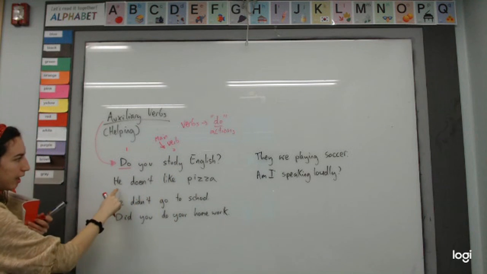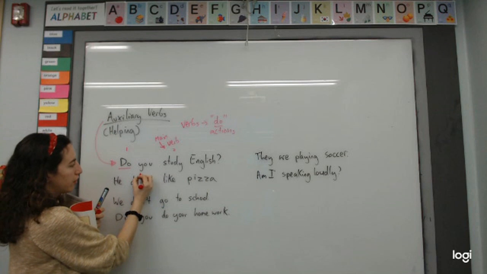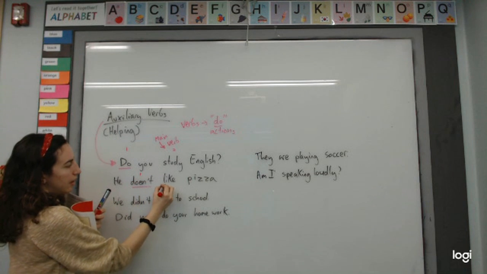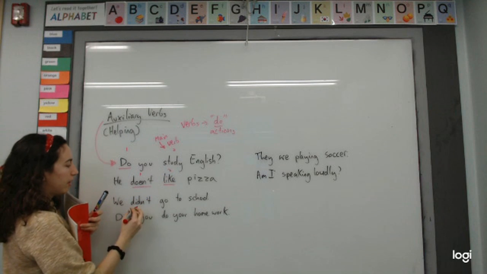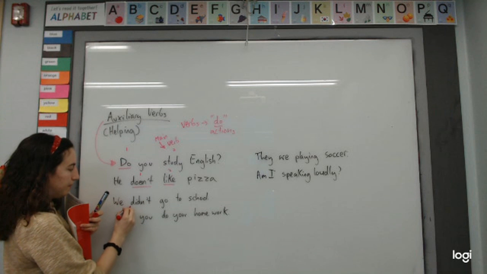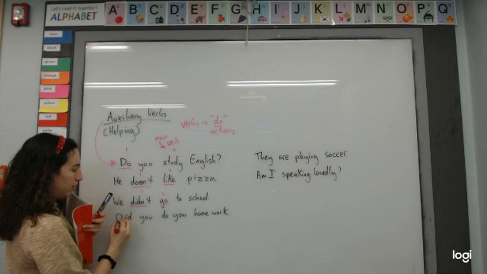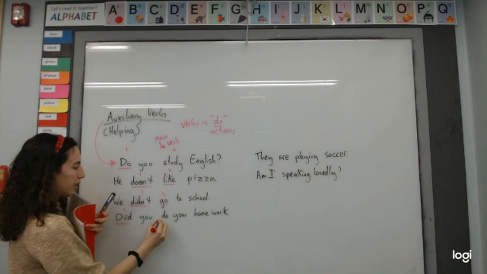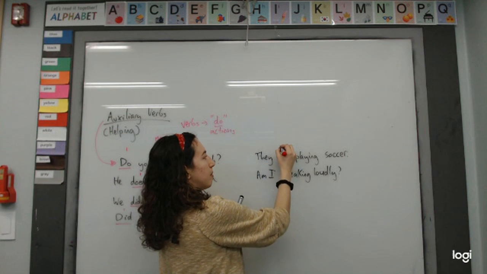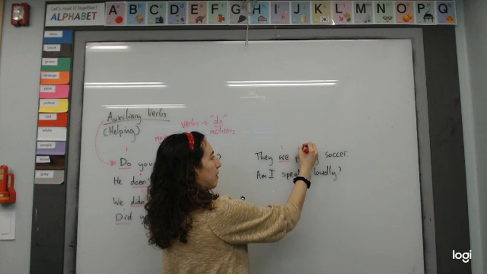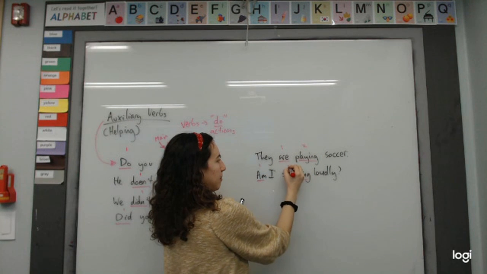So in this one, he doesn't like pizza. What is the first verb? Here, the first verb is doesn't. And the second verb is like. Main verb, auxiliary verb, main verb. Here, what is the first verb? Didn't. And second verb is go. And same here. First verb did, second verb do. Here we have first verb are and second verb playing. First verb am and second verb speaking.